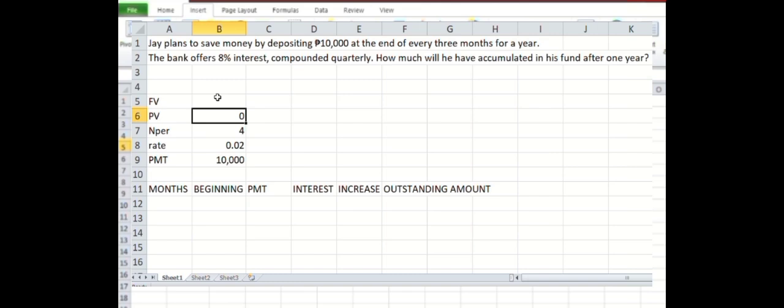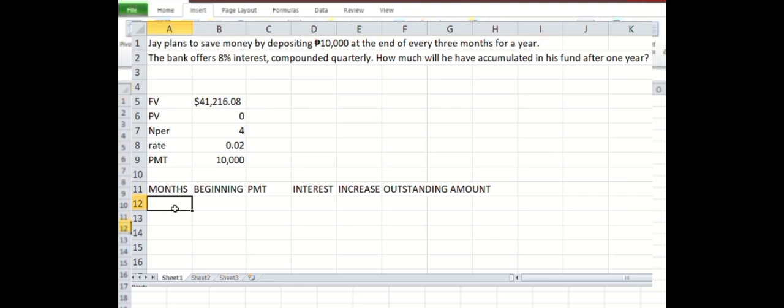Alright, to find our future value, let's put an equal sign here and type FV. Again, let's click rate, comma, NPER, comma, and let's put a negative in PMT in order for us to get the exact value of our future value. Next, our PV, and since this is ordinary, let's put 0. Alright, and we've got our future value, which is 41,216.08 pesos.